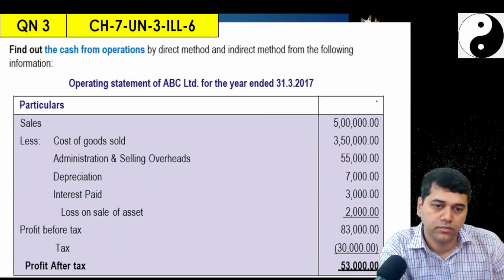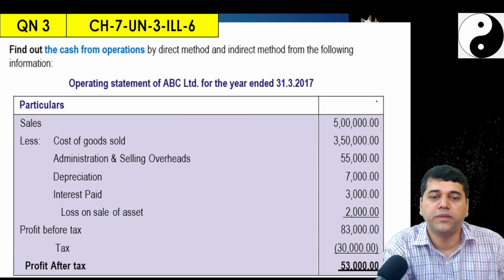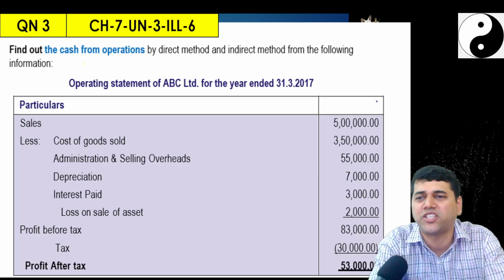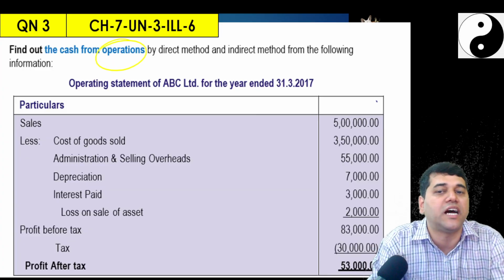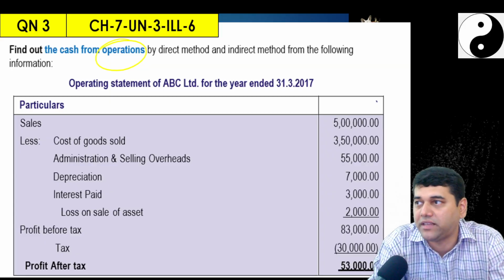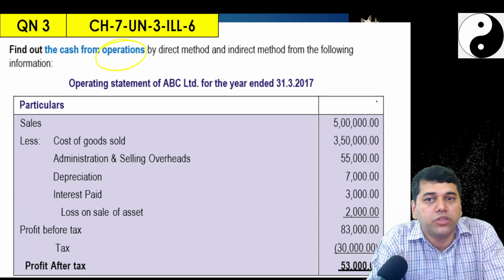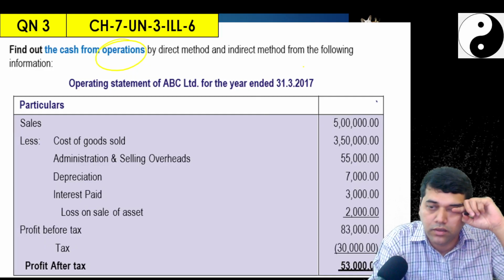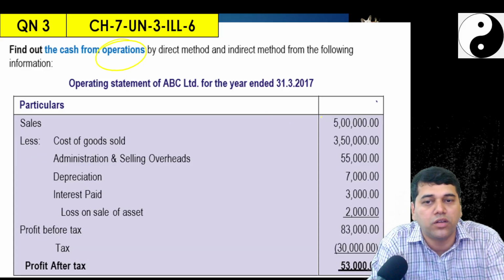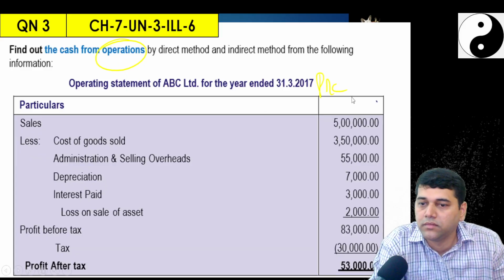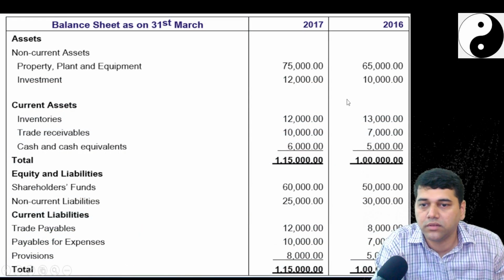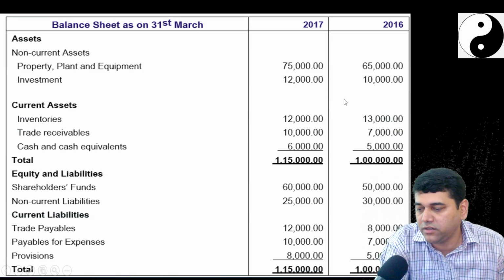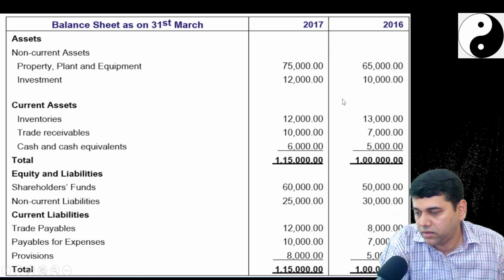Clear? Yes, next question. Yes, students, please pause the video. What they asked you is only one thing here. They just asked for cash from operations. They didn't ask you to prepare a cash flow statement as such. So that first, but both direct as well as indirect, just as we have done. They have given you the operating statement, which means the P&L. Certain items they have given you, and two balance sheets here. Is there any adjustment here? Let me see.